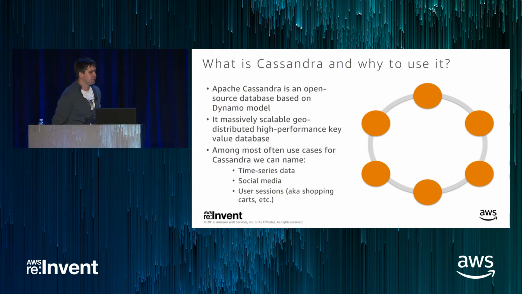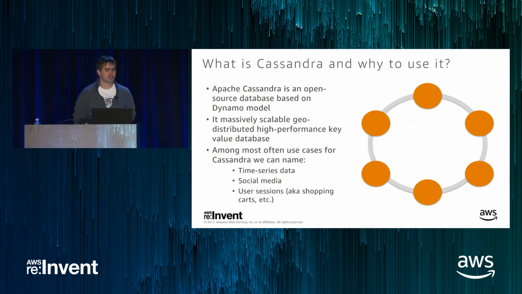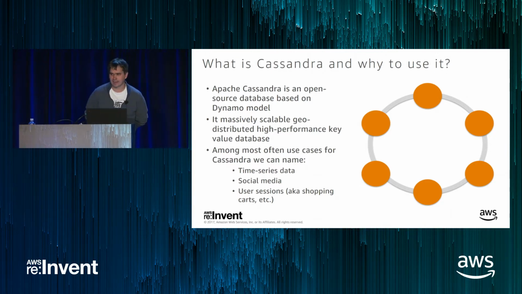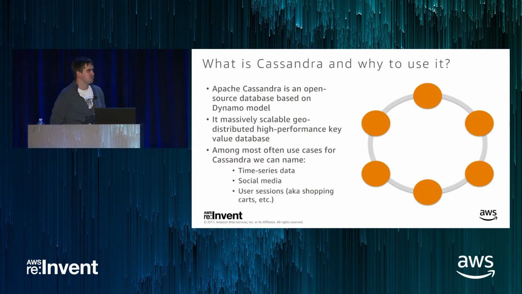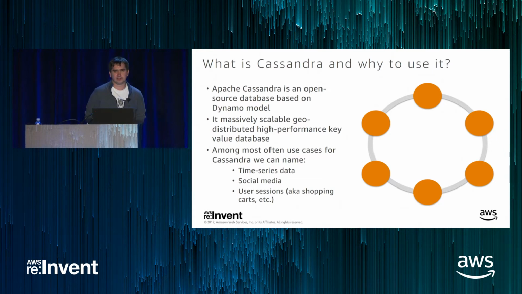Apache Cassandra is an open source database based on the Dynamo model. It's a massively scalable, geo-distributed, high-performance key-value database. It can scale up to 1,000 nodes quickly and efficiently. Among the most common use cases for Apache Cassandra are time series data, data for social media platforms, and e-commerce data, like user sessions for e-commerce and so on.